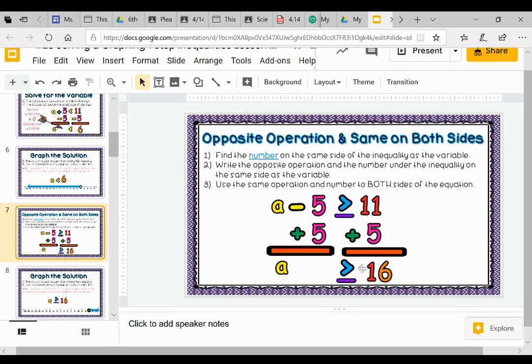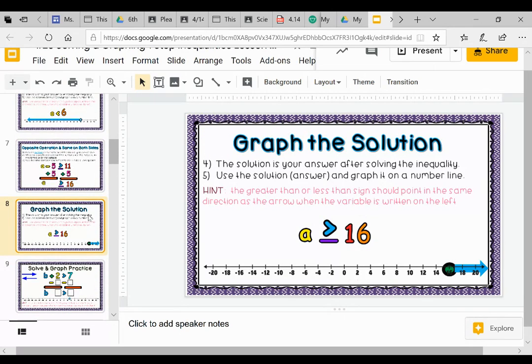So the number at the bottom right here is the number that I'm going to graph, because that is my solution to the inequality statement that I had above. So next, I'm going to make a closed circle on 16, because I'm including 16 because it's greater than or equal to 16, and then I'm going to shade all numbers that are greater than 16, including 16.